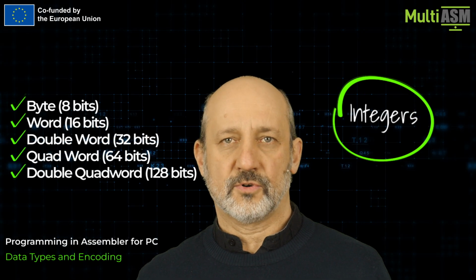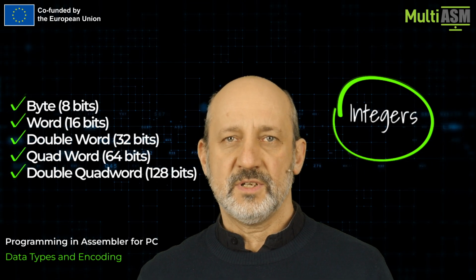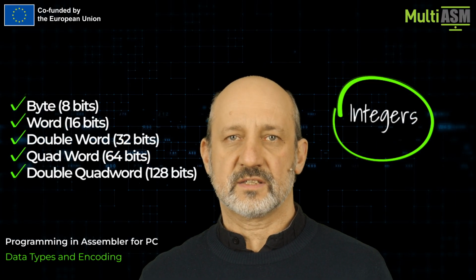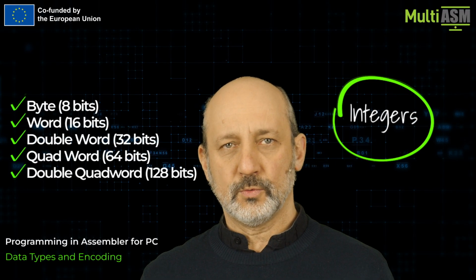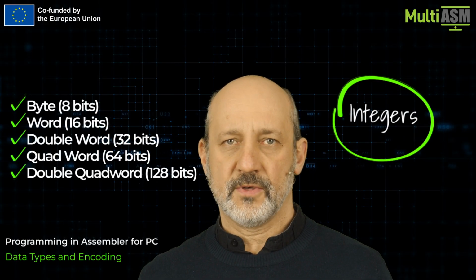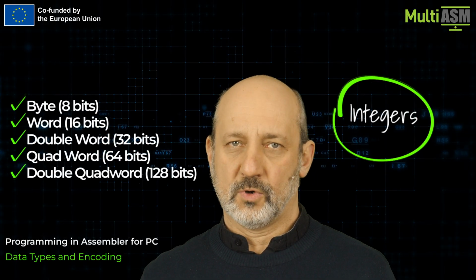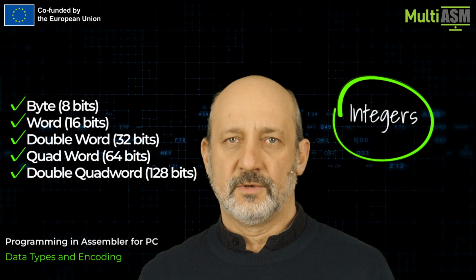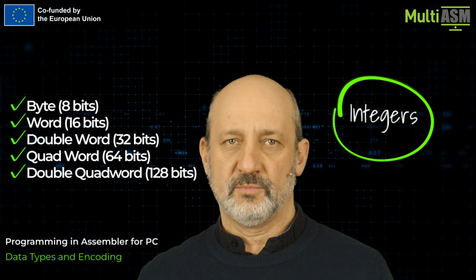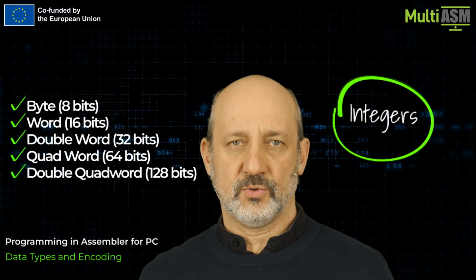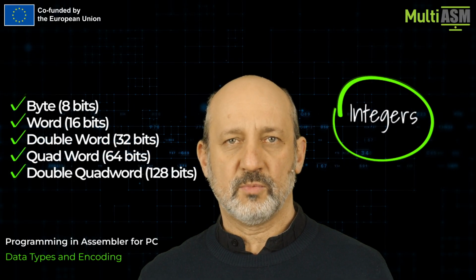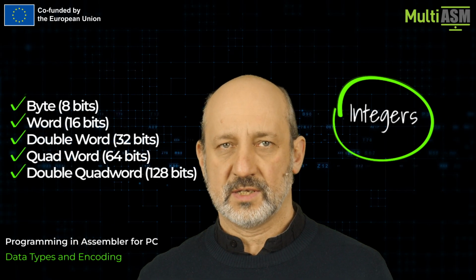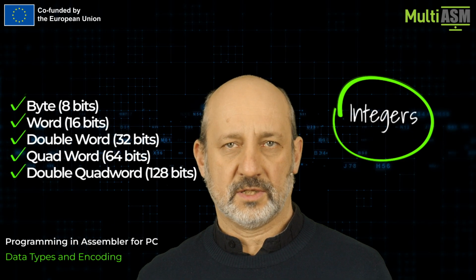2 bytes form the word. It means that in x64 architecture, word data type has 16 bits. 2 words form the double word of 32 bits. 4 words form the quad word having 64 bits. With the use of large registers in modern processors, it is possible to use in a few instructions the double quad word data type, containing 128 bits, sometimes called octal word.